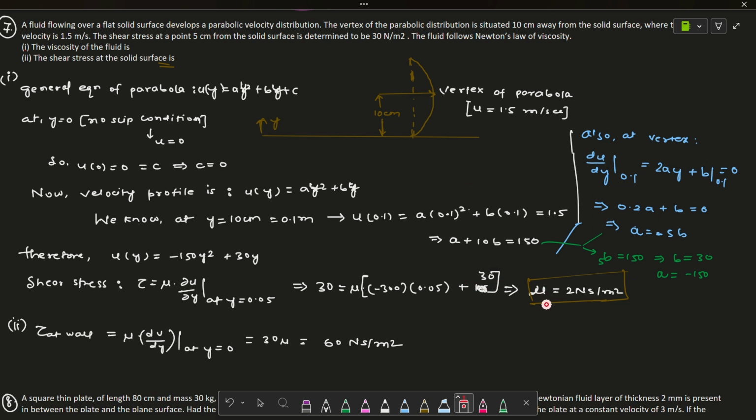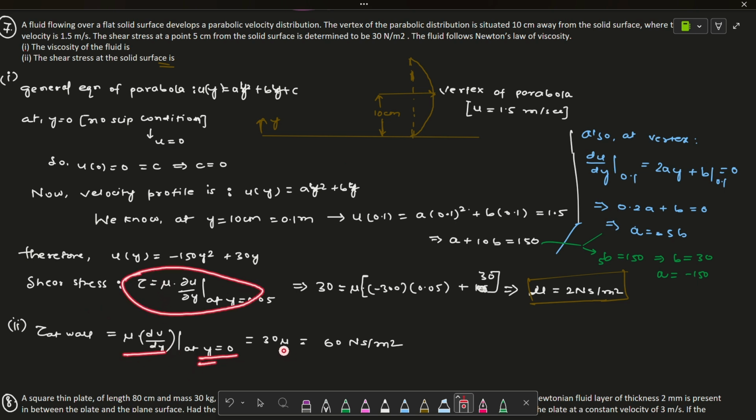So now you will equate and you will get that mu equal to 2 newton second per meter square. So the first question is done. That means we found the value of the coefficient of viscosity. And the second question that was asked is the shear stress at a solid surface, that means tau at y equal to 0, right? So we can just apply this formula at y equal to 0.